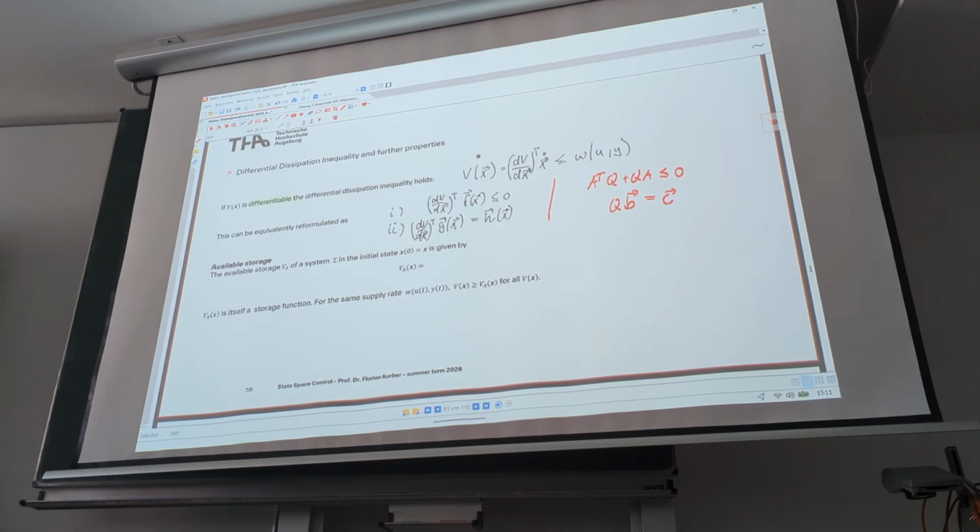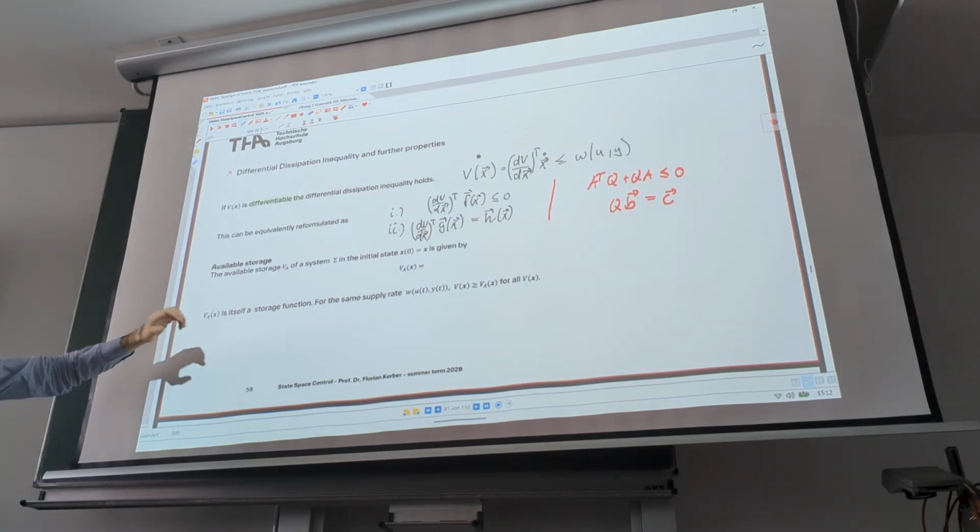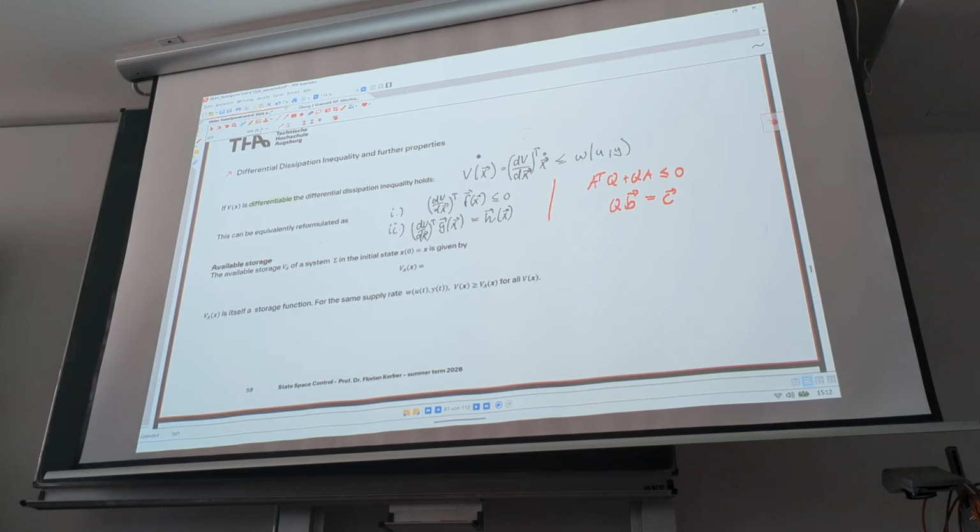Now, of course, the art here is finding the storage functions. And in fact, we can say a lot more about storage functions. Here, we can find a whole set of storage functions for given systems. And we can identify two specific forms of storage, which basically are, if you want, the boundaries of this set. One is called the available storage, the other one is called the required supply.